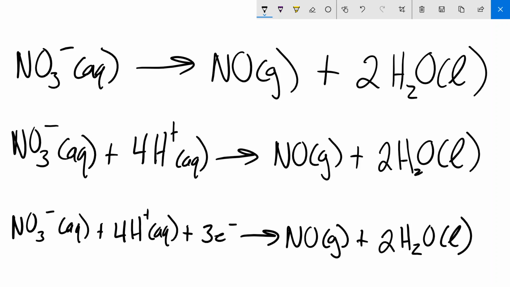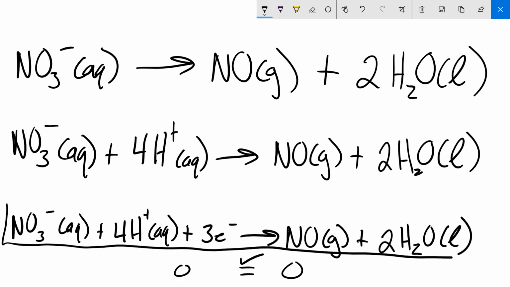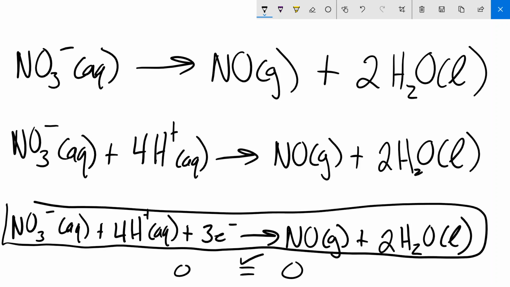Now in doing that, we've now dealt with our charge, because now the charge on the left is 4 minus 4, so that's 0. On the product side, it's also 0. So we have balanced it for charge. So this is now our reduction half reaction.